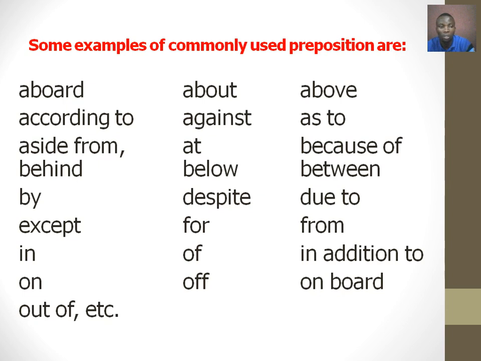Some prepositions are simple, some are complex. Simple in the sense that they are made up of just one word. Complex because they are made up of more than one word. Some of them are in addition to, on board, because of, according to, aside from, out of. Those are some of the examples of the complex prepositions.